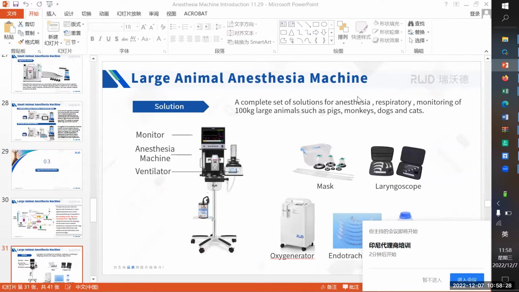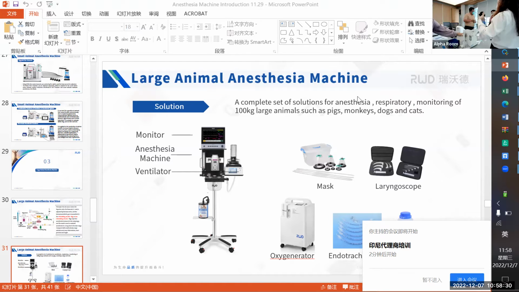Wait a minute. Joy will show you the setup in our showroom, like how to connect the tube and how to connect the chamber. Okay, just wait a little minute.